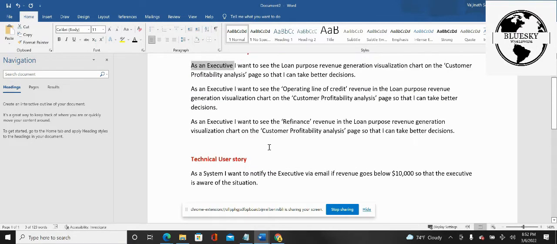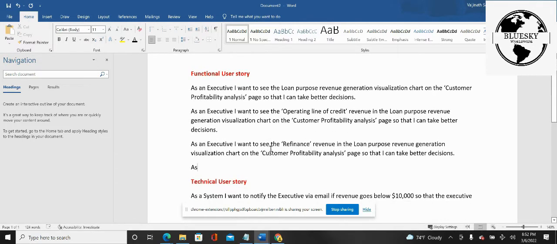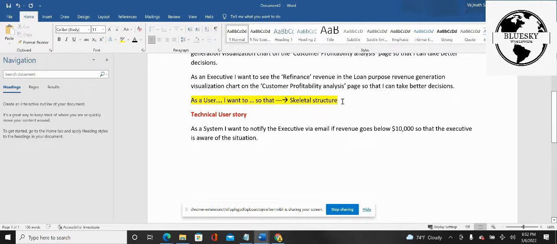Next up, what is the skeletal structure for a functional user story? The skeletal structure would be "as a user, I want to..." So this is the skeletal structure. I'll just shade it in yellow. And what's going to be the skeletal structure for a technical user story? It's going to be "as a system." So this difference you have to have in mind.